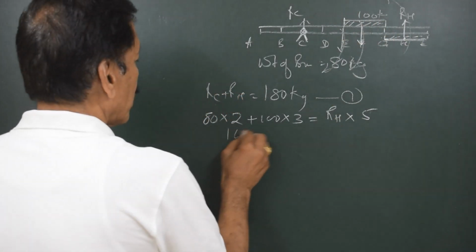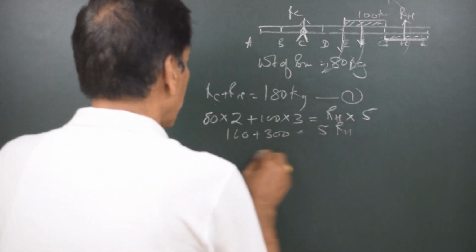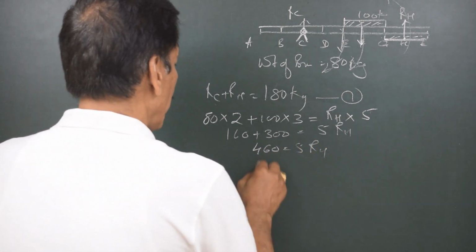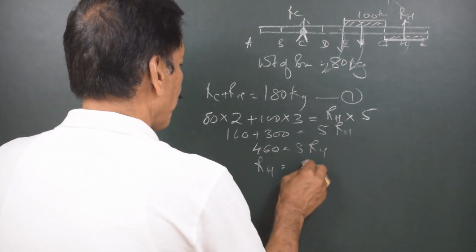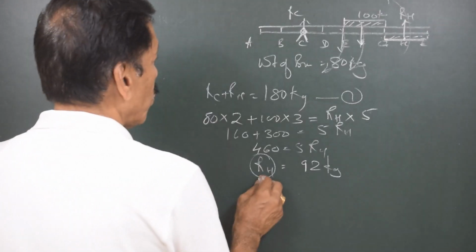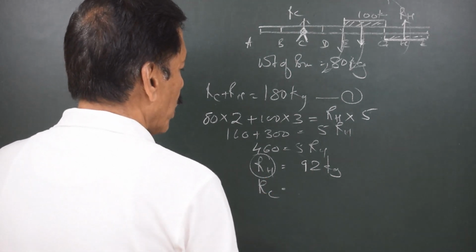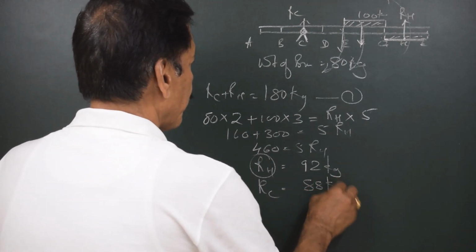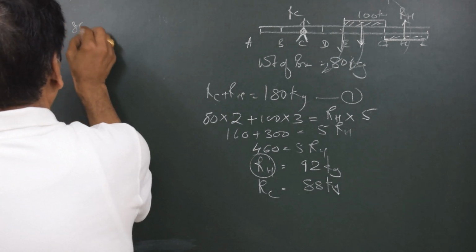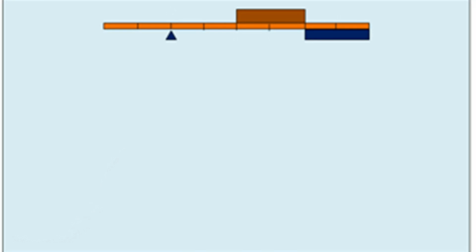So this is 160, this is 300, equal to 5 RH. This means 460 equals 5 RH. This means RH is equal to 92 kg. And if RH is 92 kg, then RC should be 180 minus 92, that is 88 kg. So we note down the values here. RC is equal to 88 kg and RH is equal to 92 kg.